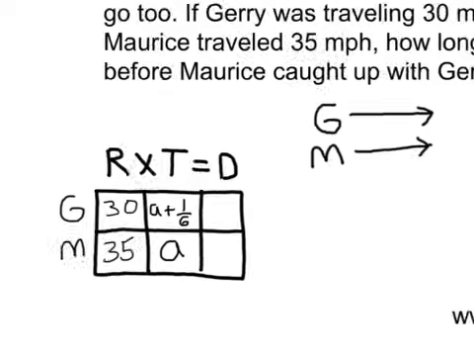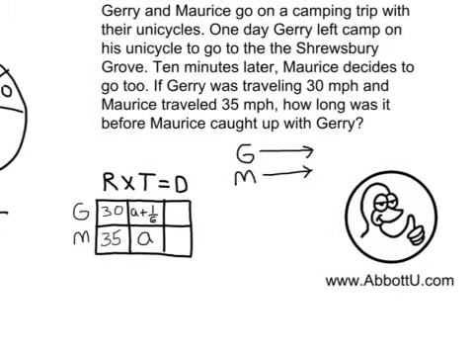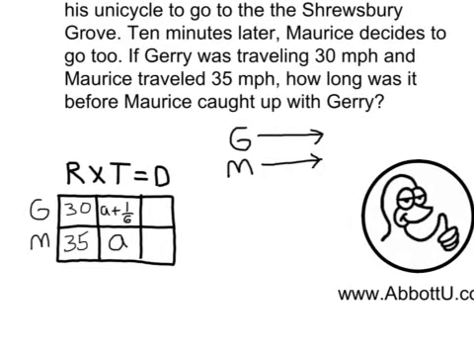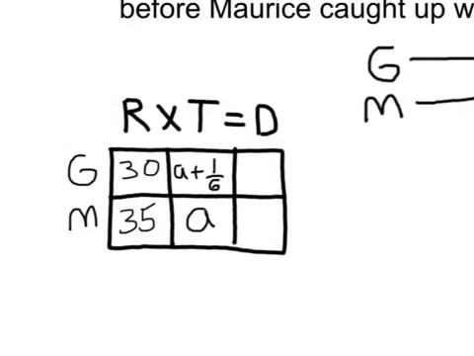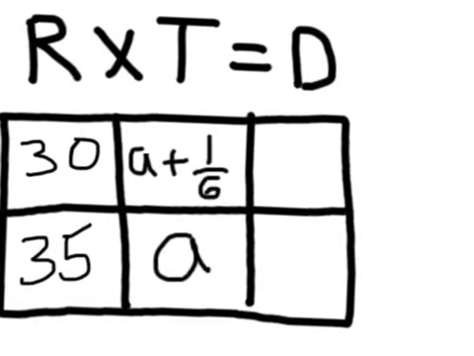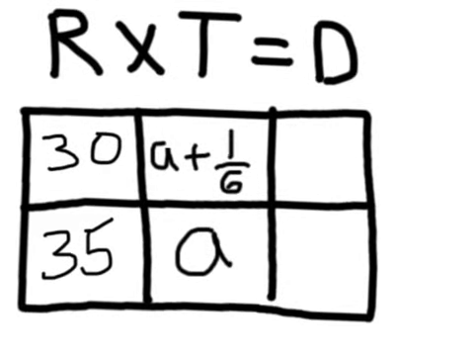Very good. So that's what we've got so far. Once again, we might not know what to do from here, but we could always fill in the rest of the table. On the top row, using the distributive property, we would have 30a plus 30 times 1/6. Now 30 times 1/6 is 5, if you do the math. And on the bottom row, we have just 35 times a, so we've got 35a.